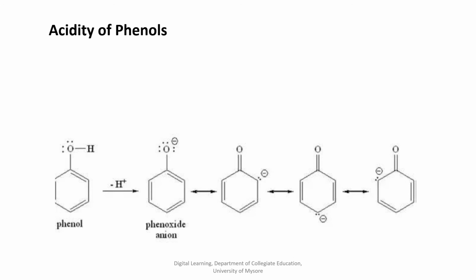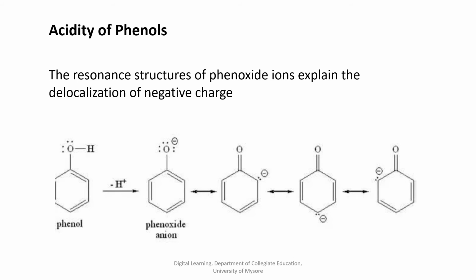The greater acidity of phenols can be attributed to the resonance stabilization of the phenoxide ion, which is formed after losing the hydrogen ion. The negative charge on the oxygen atom is delocalized around the ring. The benzene ring helps to stabilize a negative charge on the phenoxide ion, and this makes phenol more acidic.